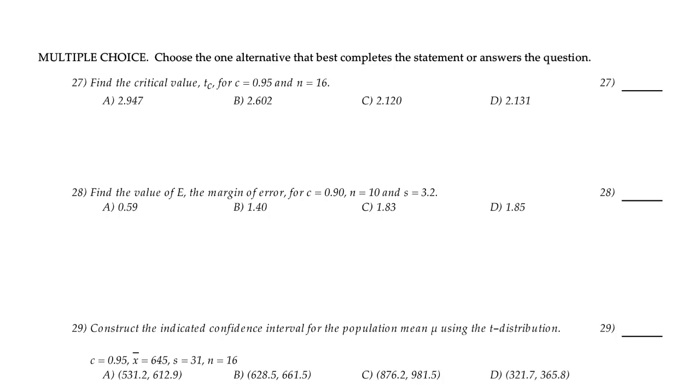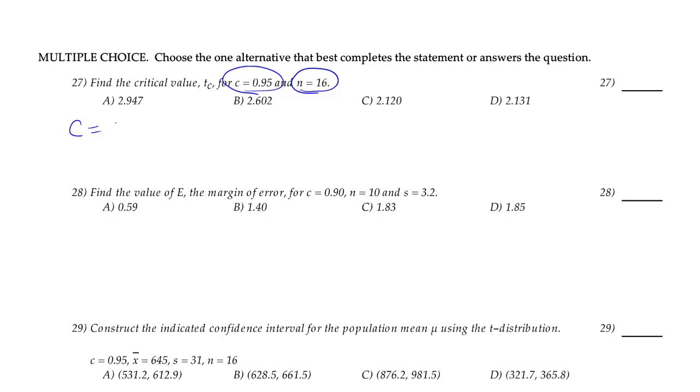Okay, so now we're going to look at the t-distribution. Find the critical value tc for a confidence level of 95% and n equals 16. So remember the important things here now. We need to know the confidence level, and we need to know the sample size because that's going to affect our degrees of freedom.